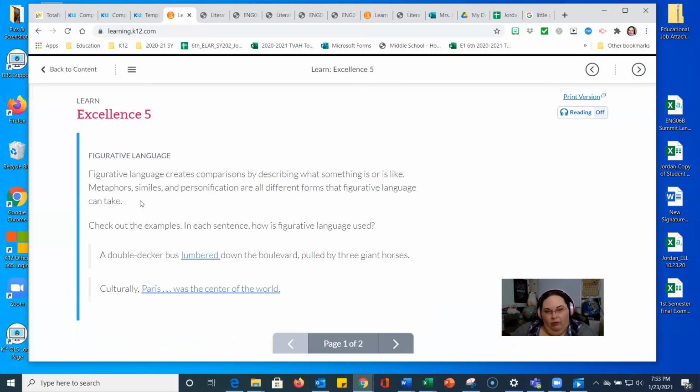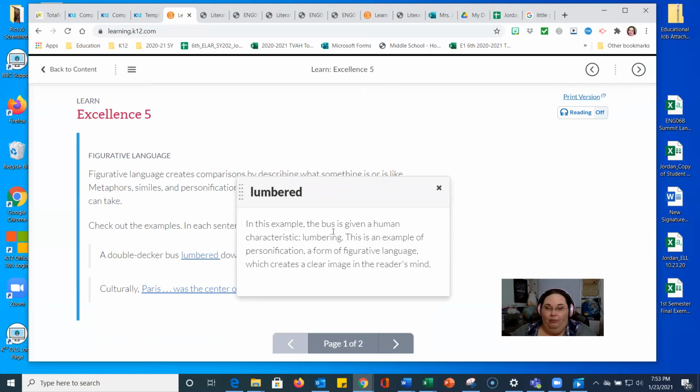Figurative language. Figurative language creates comparisons by describing what something is like. Metaphor, simile, and personification are all different forms of figurative language. Check out these examples in each sentence. How is figurative language used? A double-decker bus lumbered down the boulevard pulled by 3 giant horses. Well, in this example, the bus is given a human characteristic, lumbering. This is an example of personification, a form of figurative language which creates a clear image in the reader's mind.